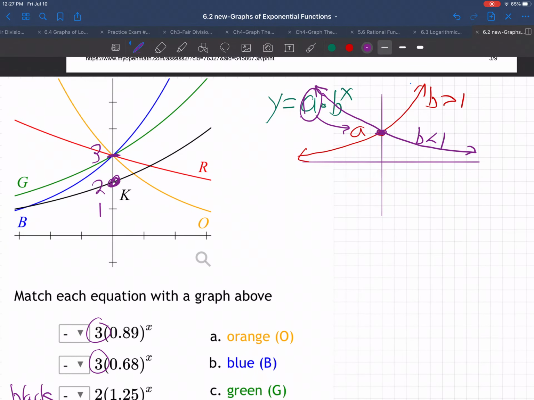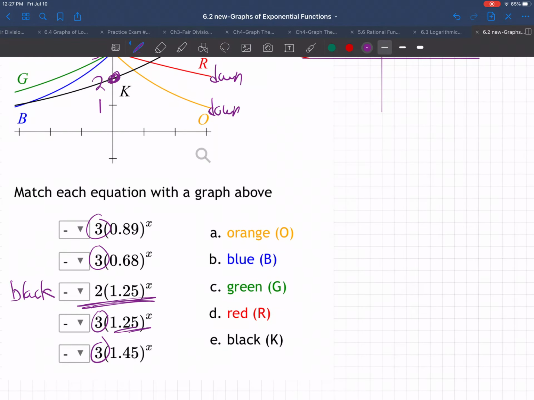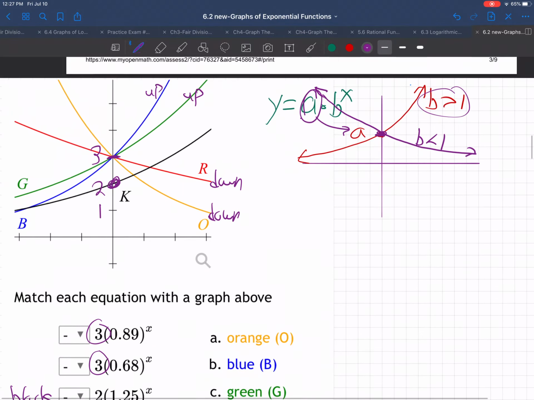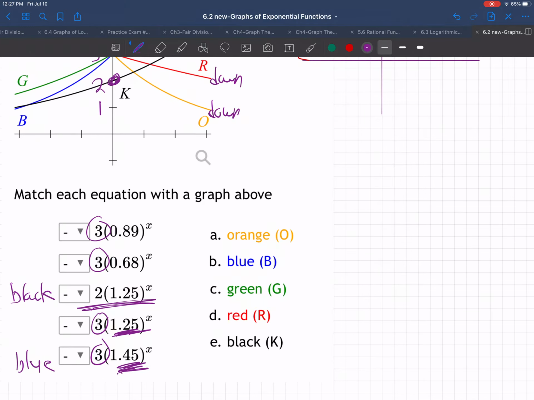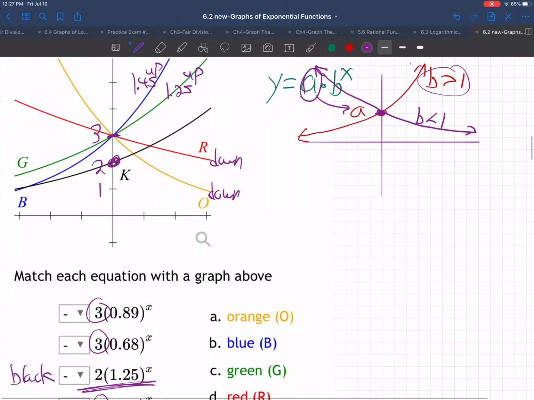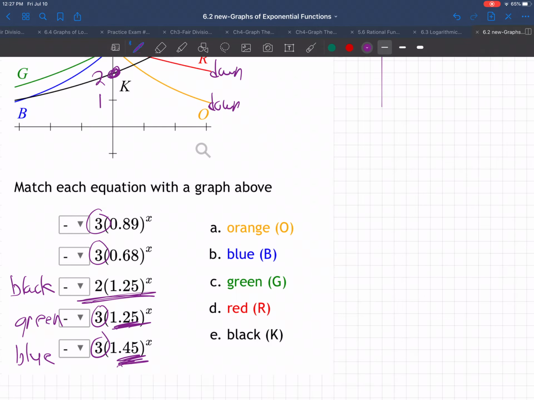Now notice two of them are going up. The blue and the green are going up, and the red and the orange are going down. The blue and the green must be b values greater than 1: 1.25 and 1.45. The bigger one, 1.45, must be the blue one, and this must be the 1.25 for the base. The bigger the base, the faster it goes up. So the blue one goes up the fastest, followed by the green, which goes up not quite as fast.